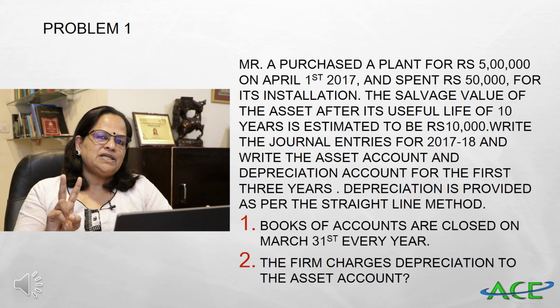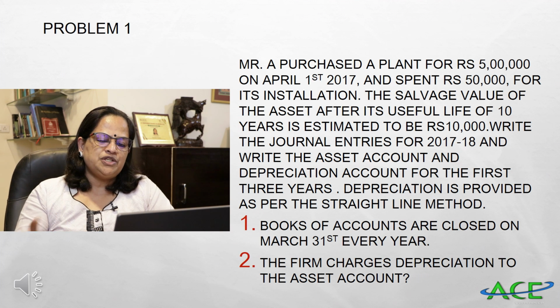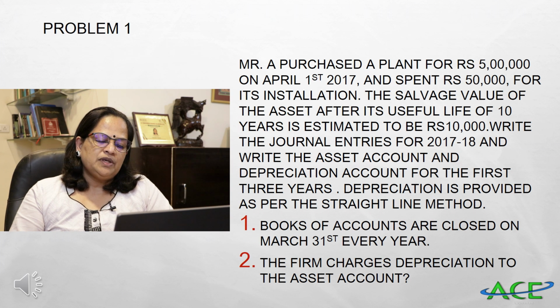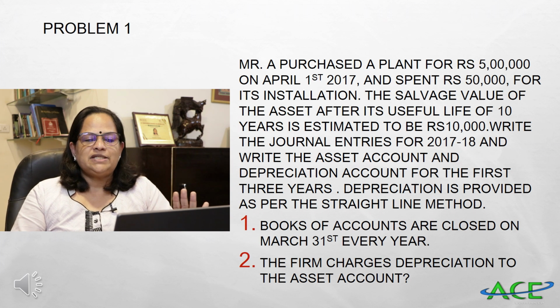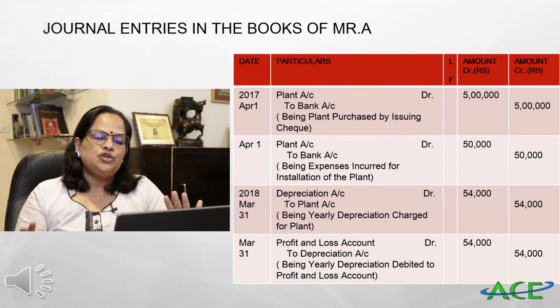I told you two methods are there, either straight line method or diminishing value method. So books of accounts are closed on 31st March every year. The firm charges depreciation to asset account. So the first method we are going to do the problem.